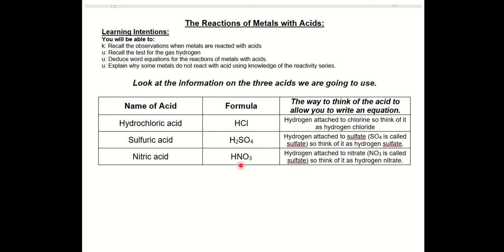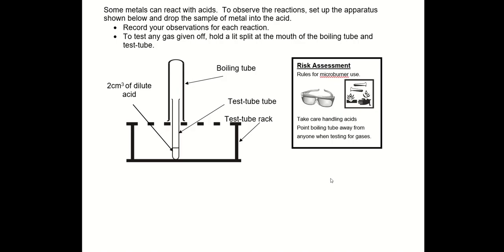And then finally, nitric acid, HNO3. So again, it's hydrogen attached to this NO3 bit. And that NO3 bit is called nitrate. So think of HNO3 as hydrogen nitrate, right? It's hydrogen nitrate.